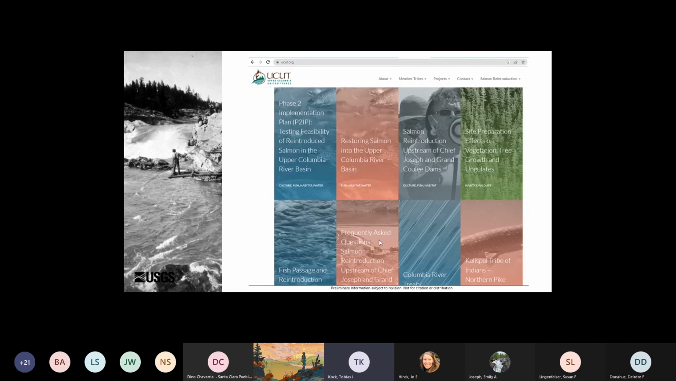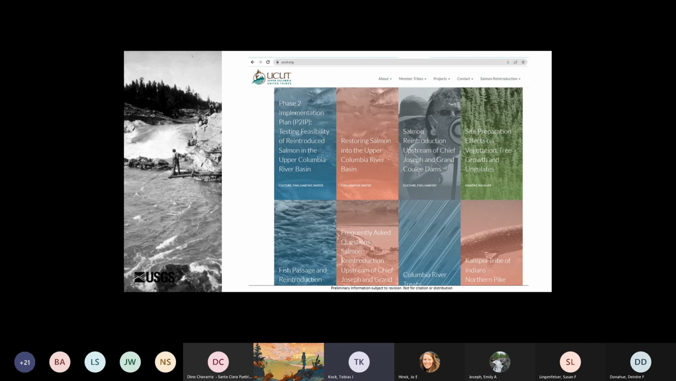If you go to their webpage, which I'll reference at the end of the presentation as well, UCUT.org, you can click on these little vignettes that talk about different aspects of what they're working on. But if you visit that site, it will become very clear to you that the primary objective or goal for the UCUT currently is restoring salmon populations in the Upper Columbia Basin. The majority of these vignettes deal with restoring salmon and steelhead in the Upper Columbia Basin. Even some of the drop-down menus are associated with salmon reintroduction.